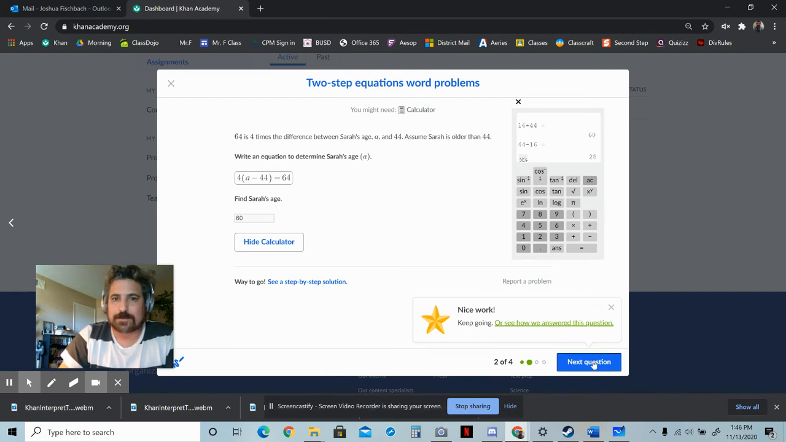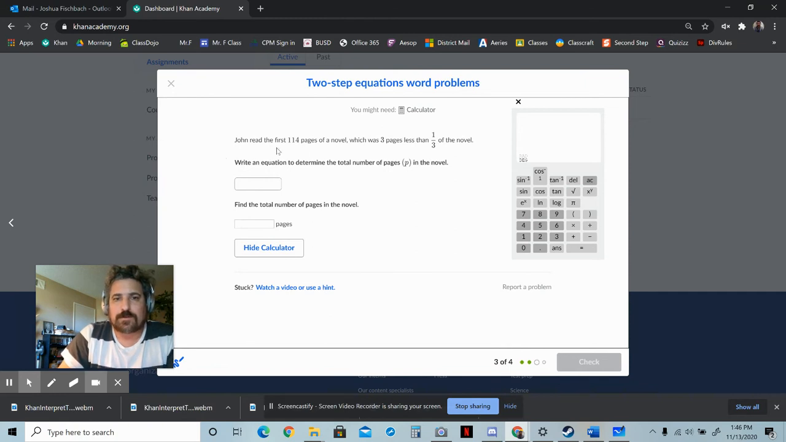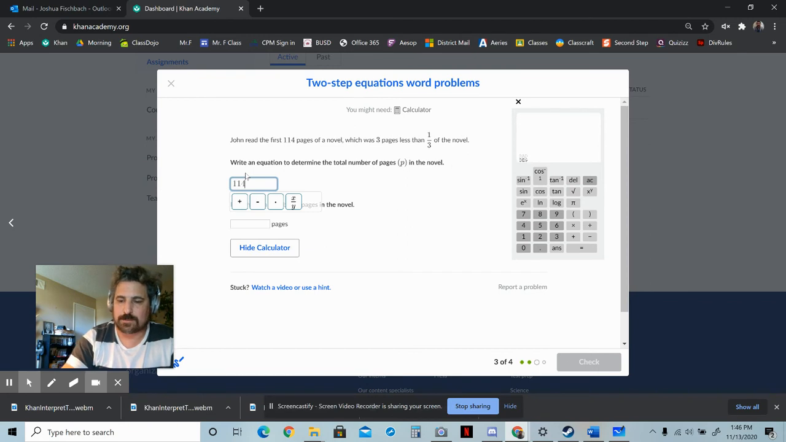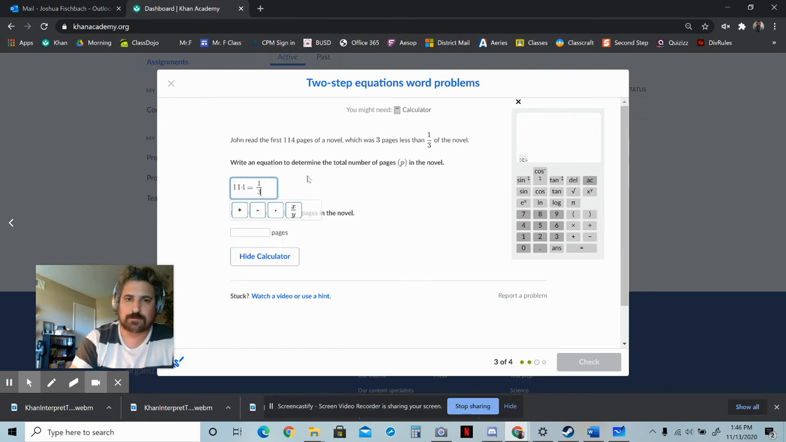So next question. It says John read the first 114 pages of the novel, which was 3 pages less than 1/3 of the novel. Write an equation to determine the total number of pages in the novel. So he read the first 114 pages of the novel, 114. That was equal to, right, 3 pages less than 1/3 of the novel. So that would be 1/3 of the novel, whatever the length of the novel is, the number of pages in the novel, P, 1/3 of P, right? But it's not a full 1/3, is it? It's 3 pages less than 1/3 of the novel.